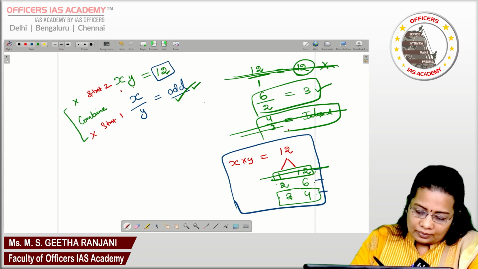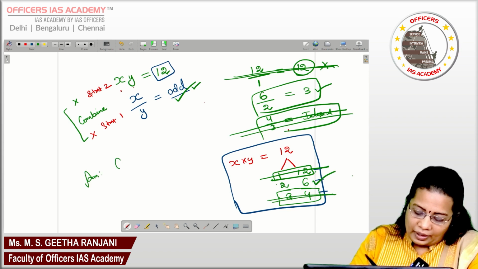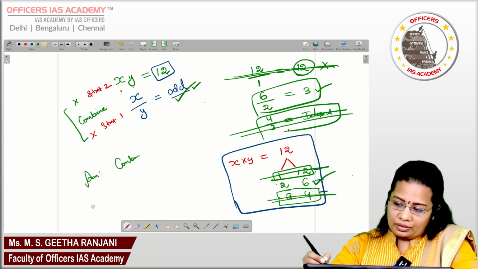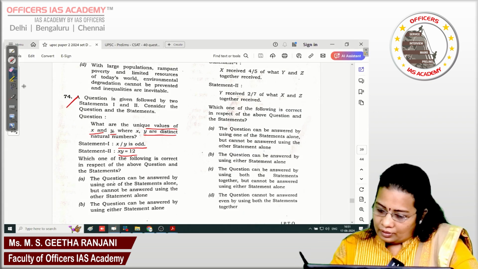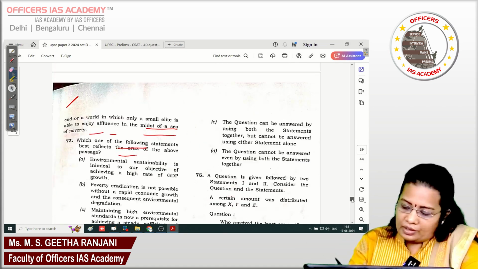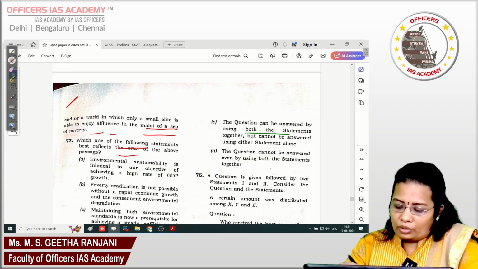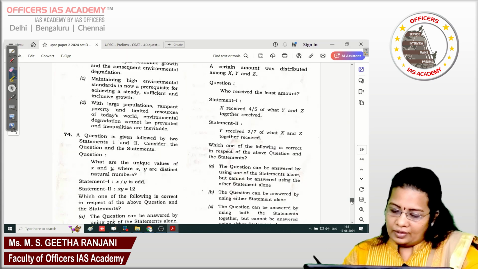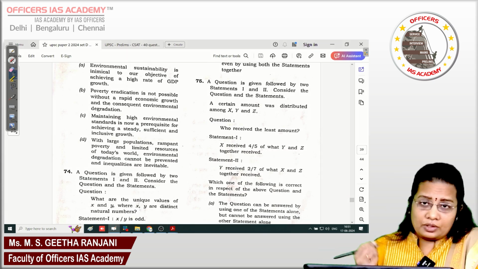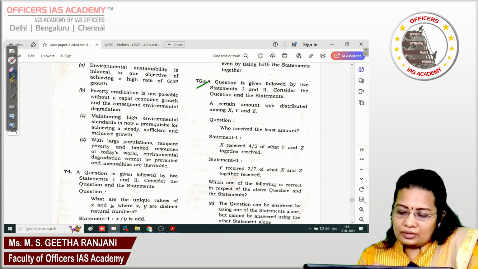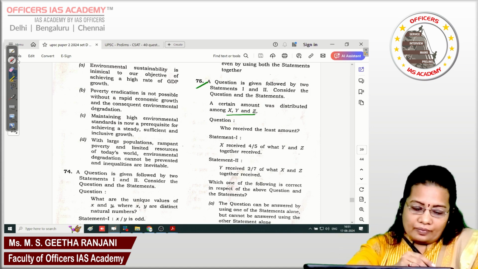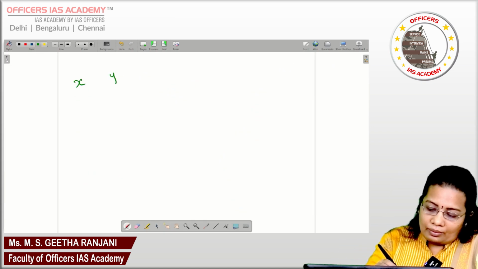So the answer is to combine both the statements. That is, the actual option given is: the question can be answered by using both the statements together because the combination only worked out. So the option is C. You want to choose. The next question, question number 75. A question is given followed by two statements 1 and 2. Consider the statements and question. A certain amount was distributed among x, y and z. Initially, x, y, z was distributed with certain amounts.